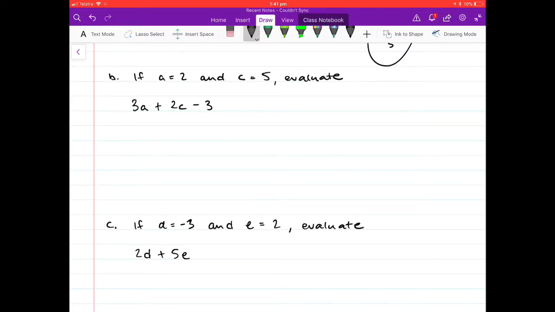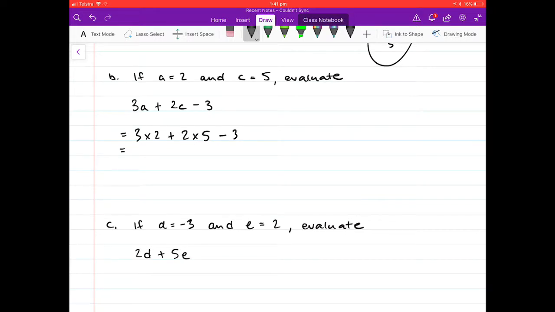Question B, we've got a couple of different things here, so a couple of different things to substitute in. If A equals 2 and C equals 5, we then want to go and evaluate what 3A plus 2C take 3 equals. All right, so we know that 3A can be written as 3 times A, and we know that A is 2. So we're going to substitute the 2 in for where we see the A. Then we're going to add to that 2 lots of C. C is 5, and we're going to take 3.